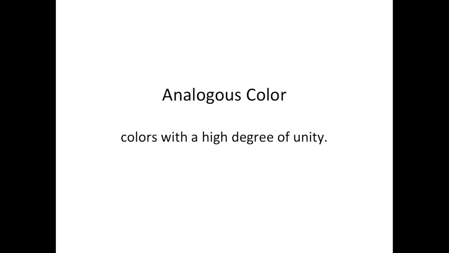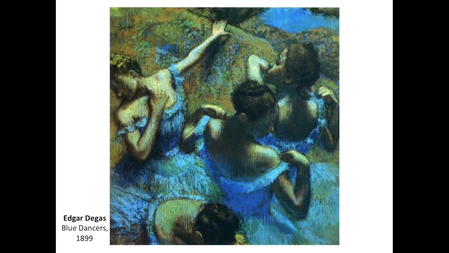Well, another color system is analogous color. Colors that hold a high degree of unity when you see them together. Edgar Degas' Blue Dancers is an example of analogous color, where he's using blues and greens pretty much throughout this composition. There's a tiny bit of yellow here and there, but that yellow relates to the green. Green is made of yellow and blue. And so with this analogous color, it's looking at colors on the same part of the color wheel.